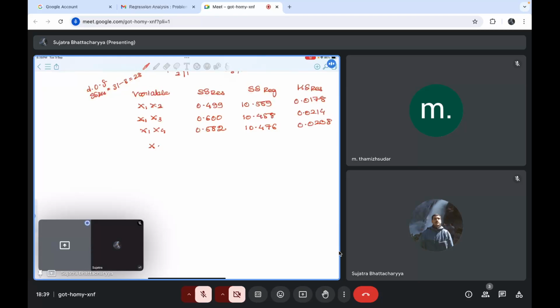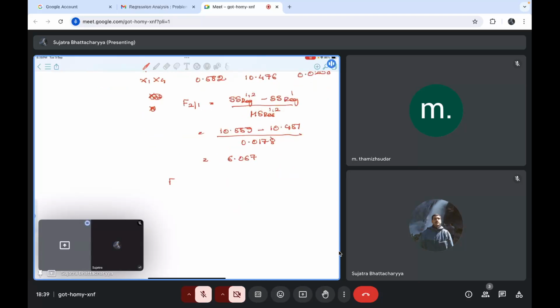One thing is that for x2, x3 is not required. So F of 2 in the presence of 1 is nothing but what? This is the regression of 1, 2 minus the regression of 1, divided by the residual of 1, 2. So I will just write: this is 10.559, minus the regression of 1, which is actually 10.451. In the same way, you have to calculate this, SST minus SS residual, and this is 0.0178. This comes out to be 6.067.